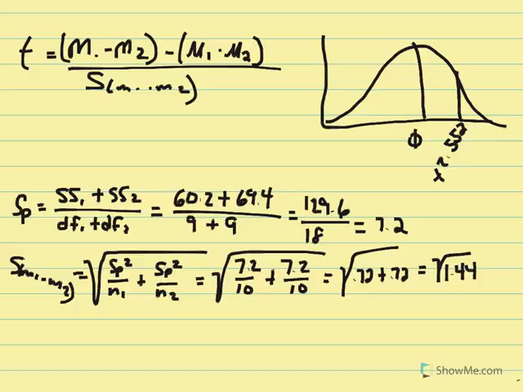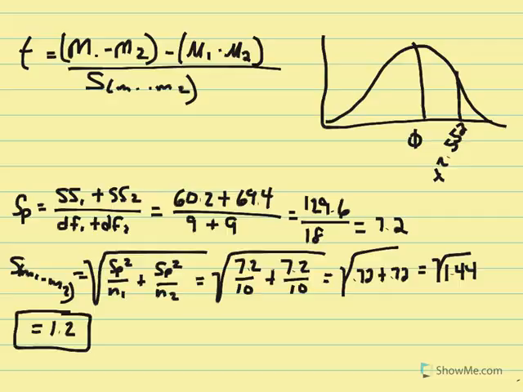And the square root of 1.44 in our calculators gives us 1.2. Okay, so now we've calculated the estimated standard error of the mean difference. Again, by definition, that is the average difference we would expect between sample mean 1 minus the mean of sample 2 if the null were true, the null stating that those differences are equal to 0.